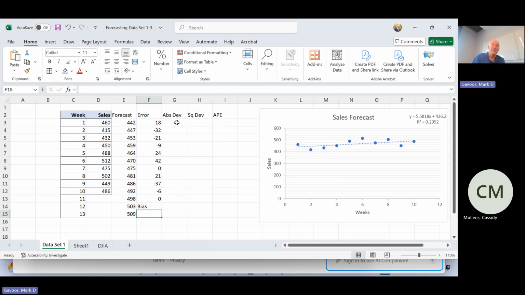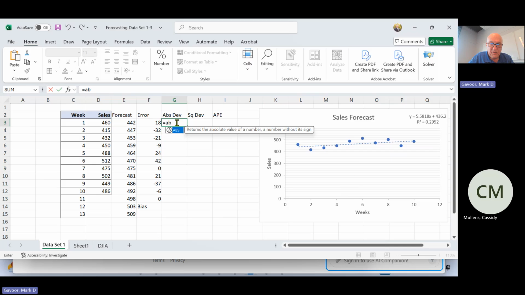Okay. I'm going to clean this up later. This is not clean right now. How do I do absolute deviation? Well, I put an equal sign, and then I'm going to guess. I didn't know how Excel does absolute value, but let me just start typing absolute value. Oh, ABS. What does that say? Returns the absolute value of a number. Well, let's do that.